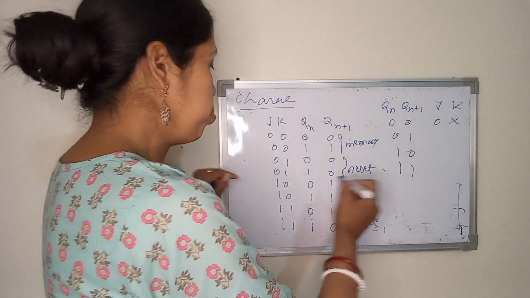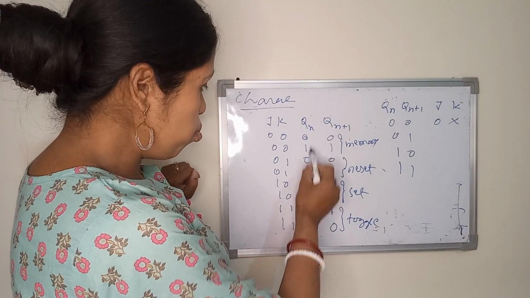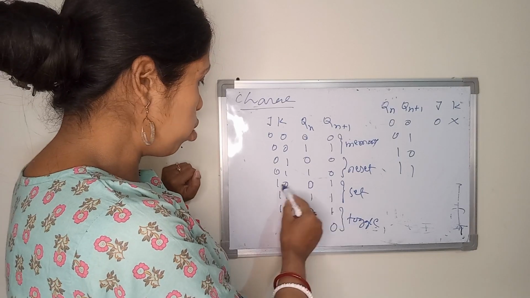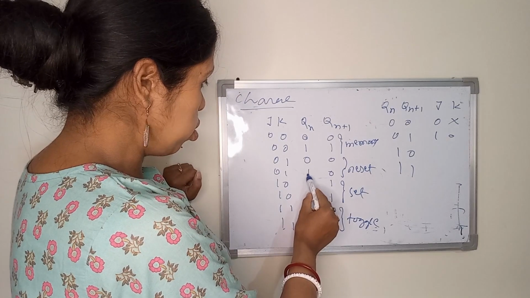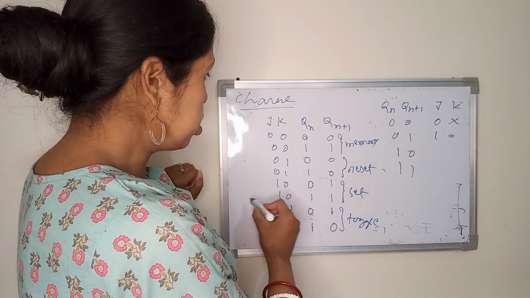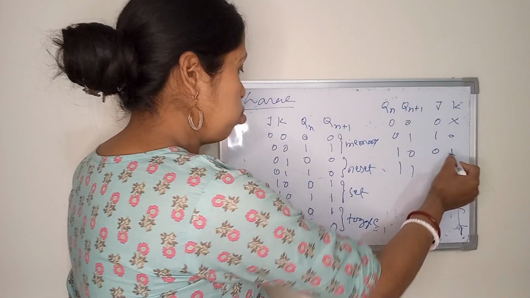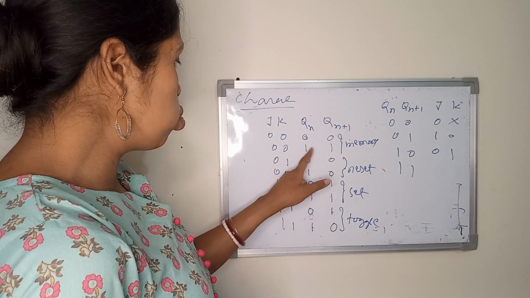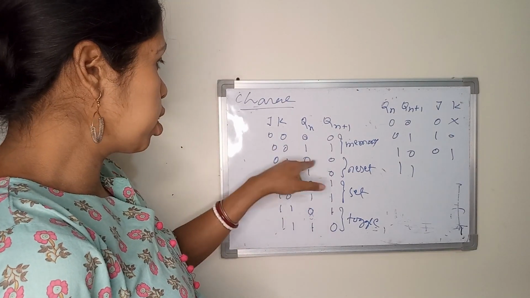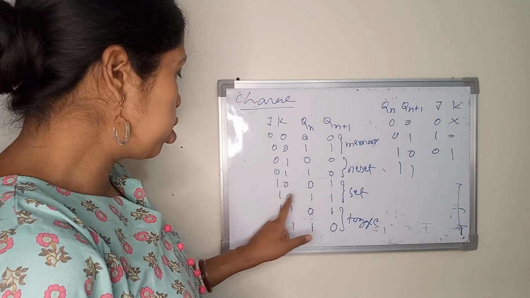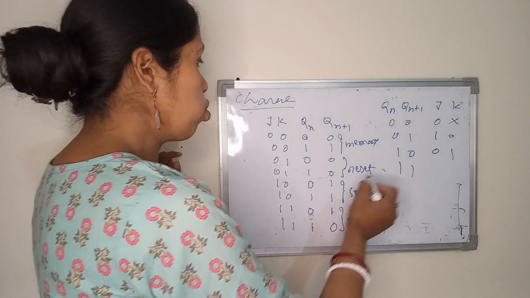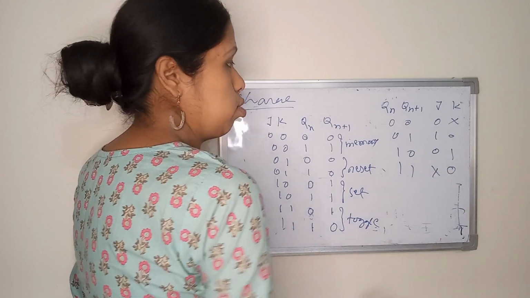Now come to 0, 1. In 0, 1, I have only 1, 0; no more 0, 1 is there. In 1, 0, you can see only 0, 1. Now 1, 1: you can see two 1, 1s are there. Under Qn plus 1, in one 1, 1 it is 0, 0, and in the other 1, 1 it is 1, 0. So 1, 1 means don't care, 0.